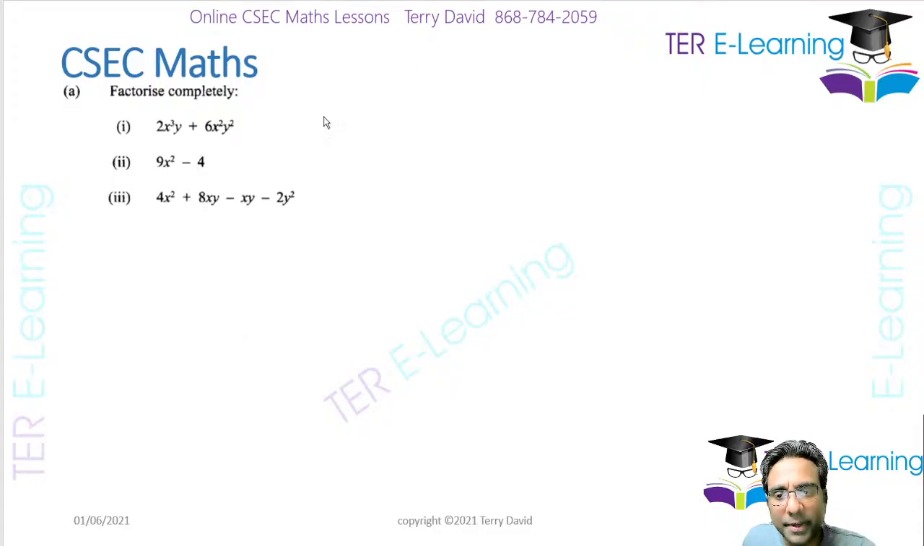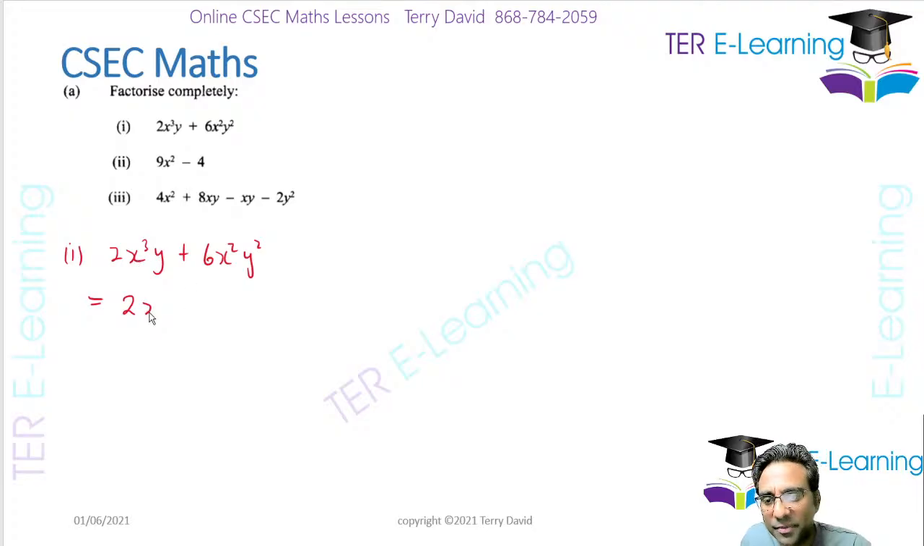So let me do part 1 up here. Part 1 here, right? So you want to work out 2x cubed y plus 6x squared y squared. So you have 2 and 6, so I can factor out 2. You have x cubed and x squared, so you can factor out x squared. You have y and y squared, so you can factor out y. So therefore, this is going to be x plus 3y. So that's my answer there for that one. That's the difference of 2 squares.